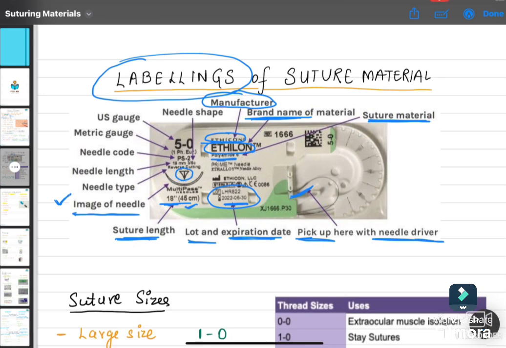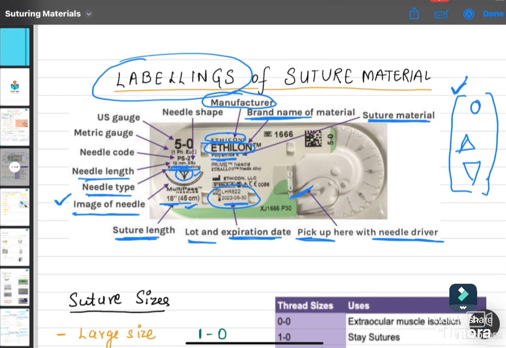This is the inverse triangle. We now know what the inverse triangle means. This is reverse cutting. Here it is also mentioned that, like, if it is like this, it will be conventional cutting. Like this, it is reverse cutting. It is like this, it is round body. So these are the different types of shapes of needles we have studied in the last video. Okay, needle type, reverse cutting. Needle length, it is 19 centimeters.